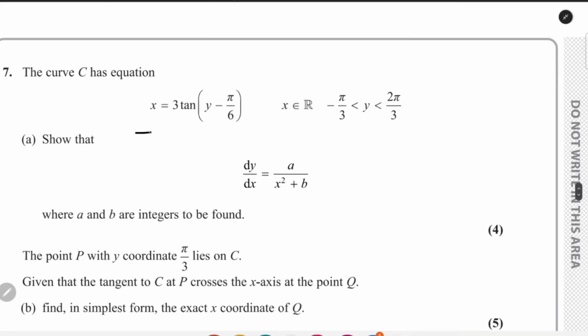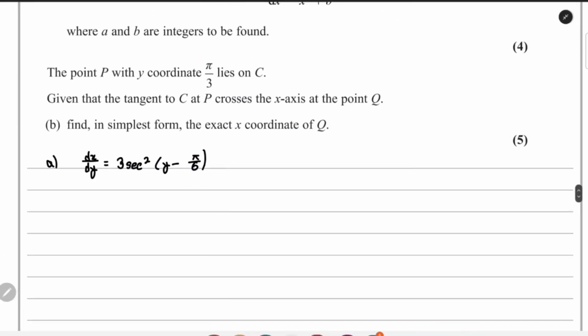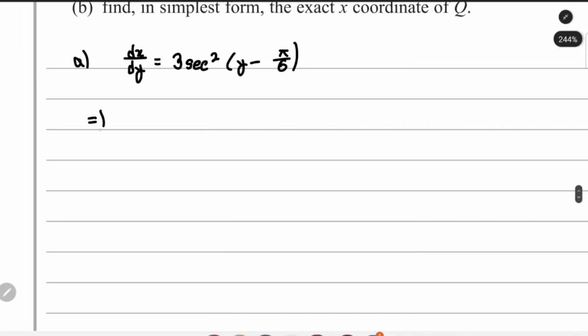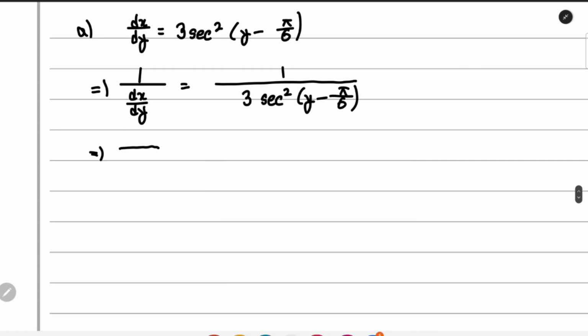So if I do that, dx by dy is the derivative of 3 tan (y minus pi by 6). If we differentiate a function of tan, we'll get sec square, so we are left with 3 sec square (y minus pi by 6) over here. So this is dx by dy. Now if I want to find dy by dx, I'll just find the reciprocal of this. So 1 divided by dx by dy is equal to 1 divided by 3 sec square (y minus pi by 6). 1 by dx by dy is the same as dy by dx. This will be equal to, now I have to work with this.